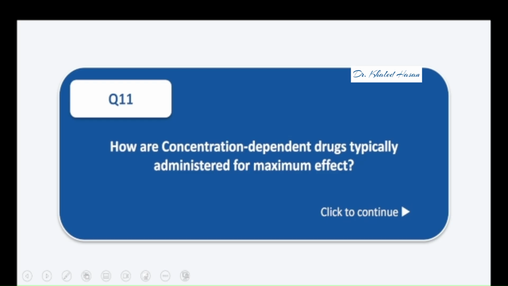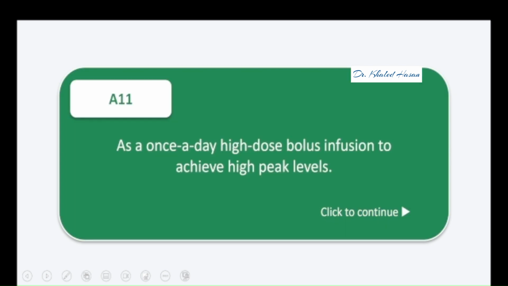How is concentration-dependent killing typically administered for maximum effect? Once daily, high-dose bolus infusion to achieve high peak levels.